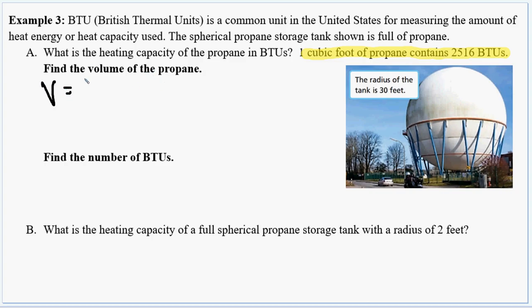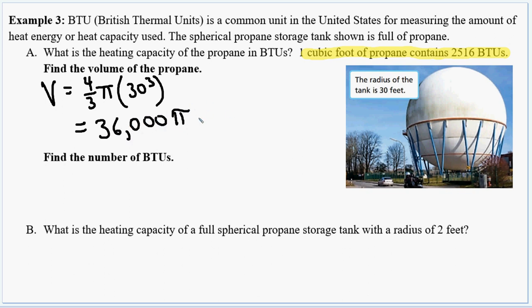Well, that volume is 4/3 times pi times our radius, which in the picture here tells us it is 30 feet. So that'll be 30 cubed. We would cube the 30, and that would be 27 with 3 zeros after it. And we're going to multiply that by the 4/3. And that will be 36,000 pi feet cubed. So there's the volume of propane in the tank.